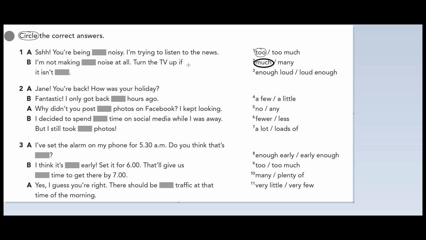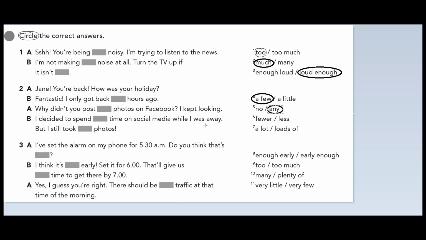Turn the TV up if it isn't loud enough. So, after adjectives, we use enough. Jane, you're back. How was your holiday? Fantastic. I only got back a few hours ago. Countable noun, so we use a few. Why didn't you post any photos on Facebook? I kept looking. So it's a negative sentence. This way we use any.